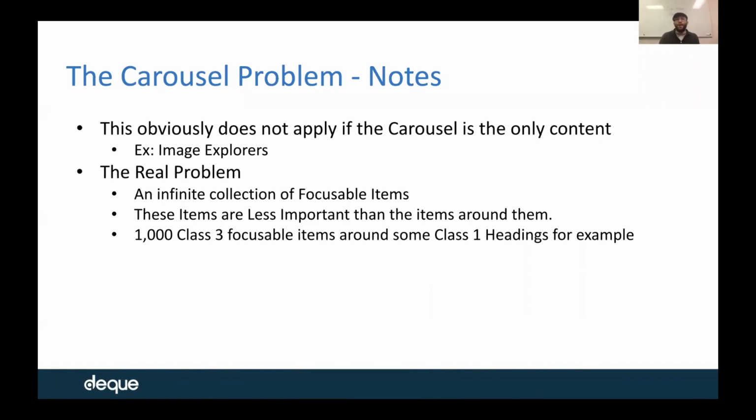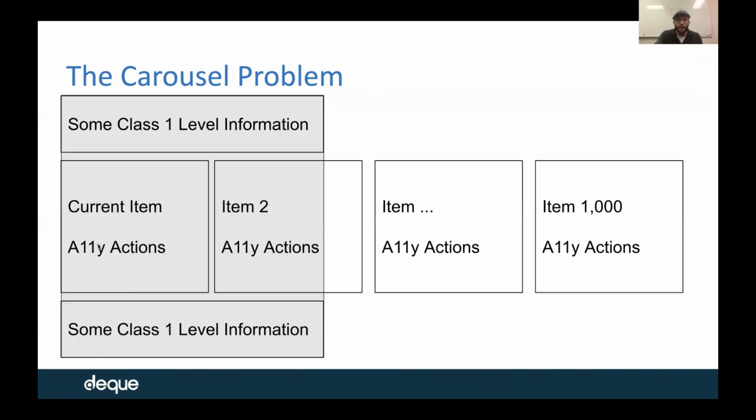1,000 class 3 or class 4 focusable items around some class 1 headings is going to prevent people from using content, and prevent people from having a good experience. And it's going to separate the visual user experience from that of someone using TalkBack, right? Because as sighted users, we do not have to go in and engage with these 1,000 things. In fact, most of the time we skip over them, right?